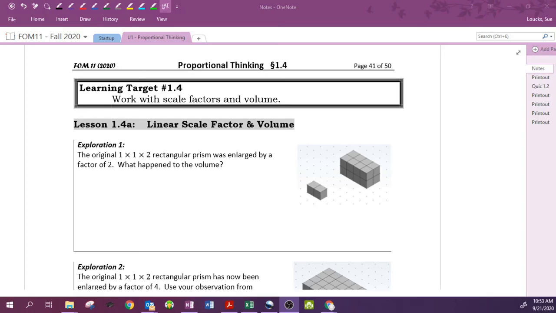Okay, so for 1.4, which is on page 41 of your notes, we're almost done. We're going to look at volume this time. Does anybody want to make a guess what we're going to do for volume? Ethan?